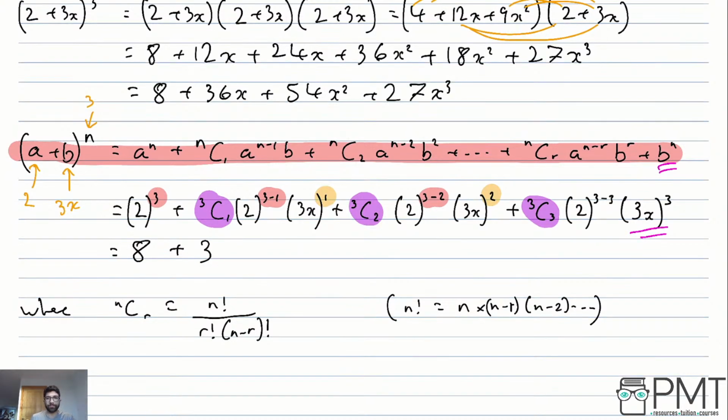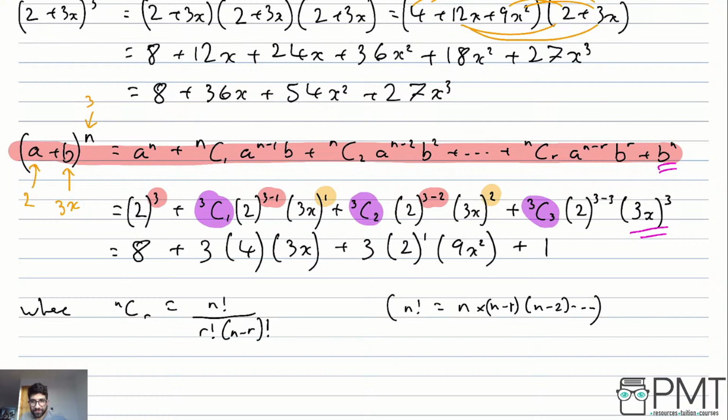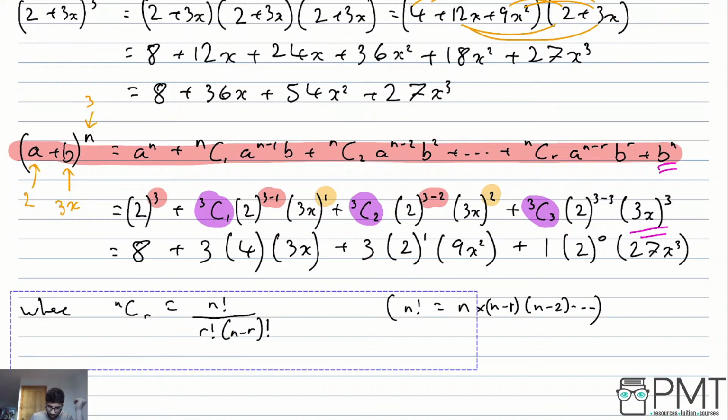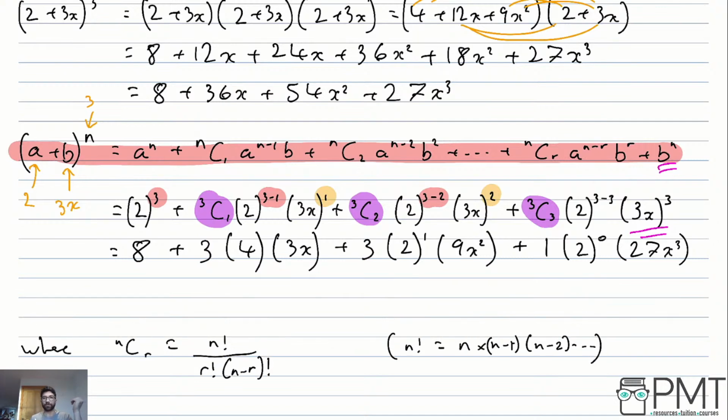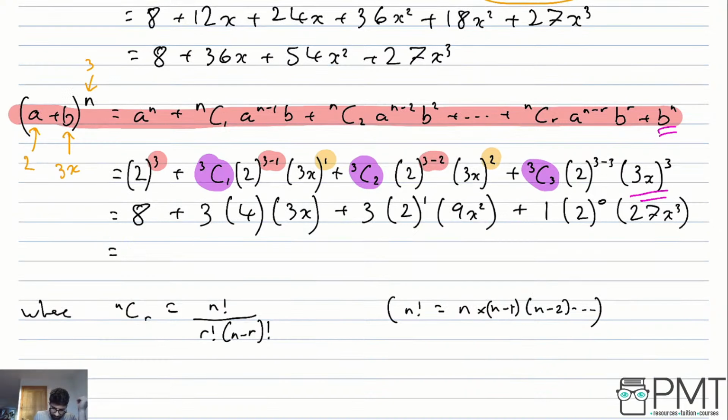And then I have 2 to the power of 2, which is 4, and then 3x. This is also going to be 3, times 2 to the 1, times 9x squared, plus 1. Yep, 3C1 is 3, 3C2 is 3. Yep, thank you, Elizabeth. Thank you, Milad. So you have the correct values. Here we have 1 times 2 to the 0 times 27x cubed. So simplifying all of this should hopefully give us what we had before. Let me know if you agree with that or if you have any differences from the previous answer.